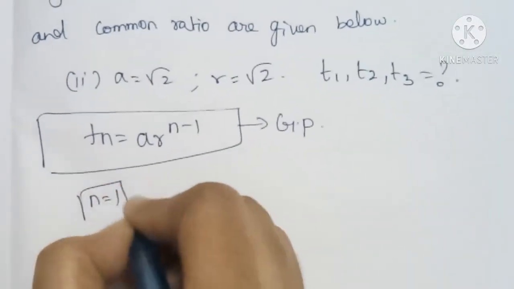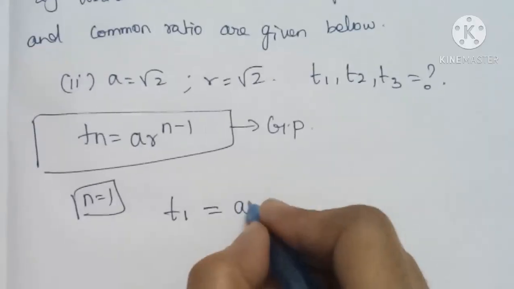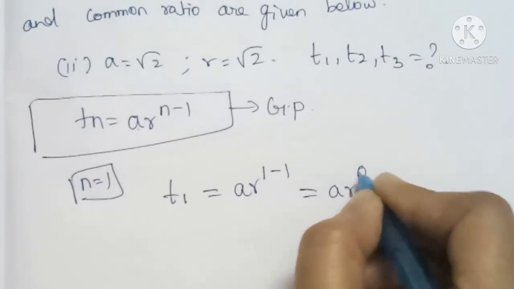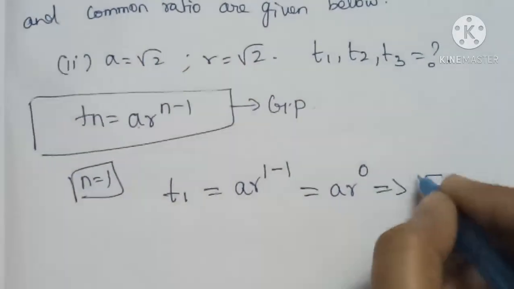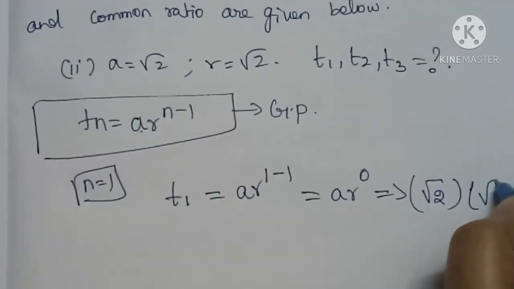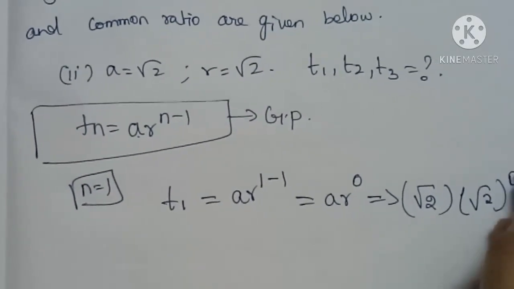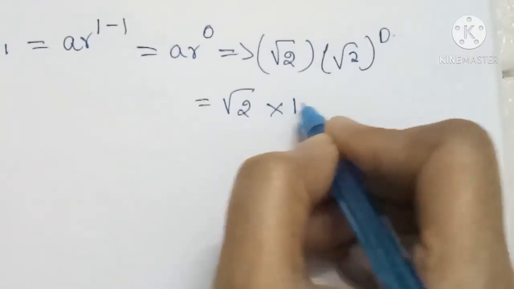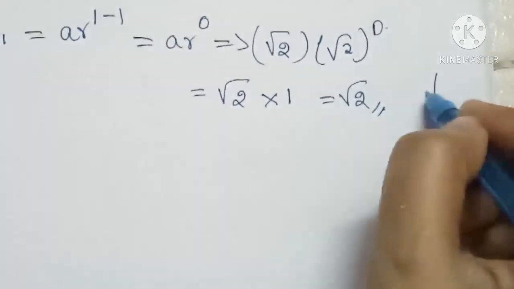First, let us find term 1. T1 is equal to, what is the value? AR power n value is 1 minus 1. AR power 1 minus 1 is 0. So what is the value of A? √2 given in the question into √2 power 0. If anything power 0, the answer is 1. So write √2 into 1, which is √2. So our term 1 is √2.